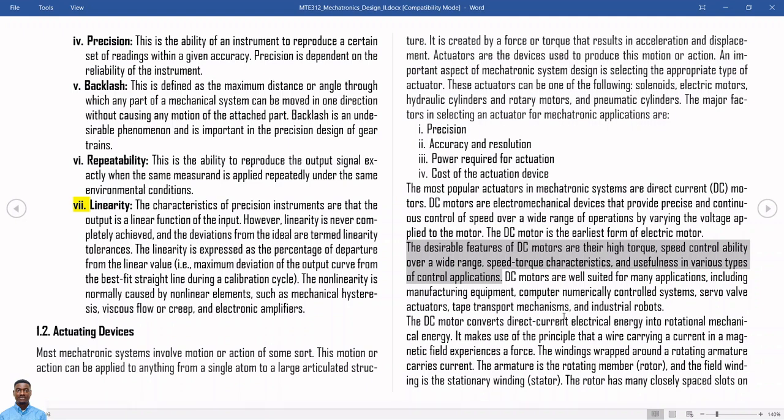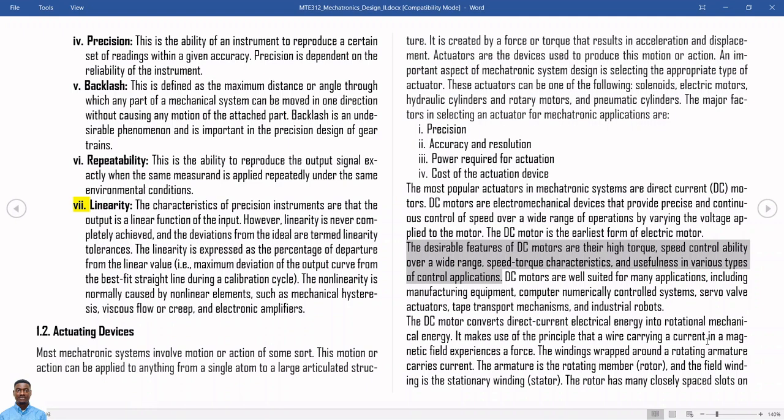And also your DC motors are well suited for many applications, including manufacturing equipment, computer and numerical control systems, servo valve actuators, tape transport mechanisms, and also industrial robots. And what they do basically is to convert direct current electrical energy into rotary mechanical energy. And they use the principle that a wire carrying a current in a magnetic field experiences a force. That's the principle they use.